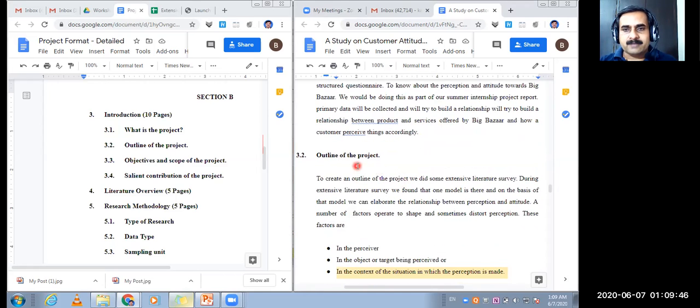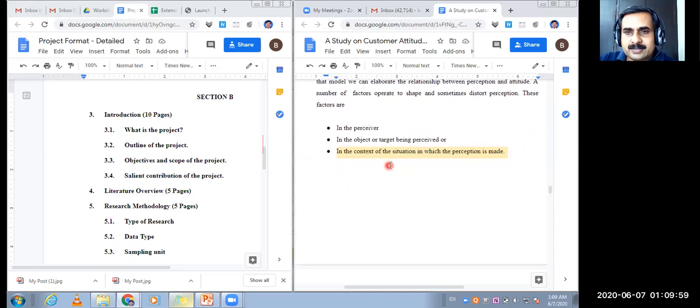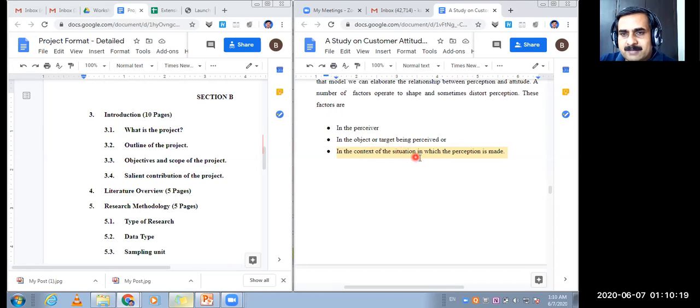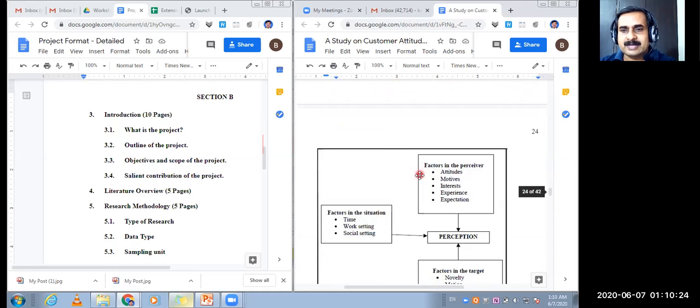Now, outline of the project. As I have already divided it into some smaller sections, on those smaller sections I'm going to establish certain relationships between them. So in the outline of the project report, on the basis of my previous extensive literature survey, I have selected one model. In that model: how the perceiver takes things, how the object or target is being perceived, and the context of the situation in which perception is made. These three factors are important while establishing a relationship between attitude and perception, which I have dealt with through this model.